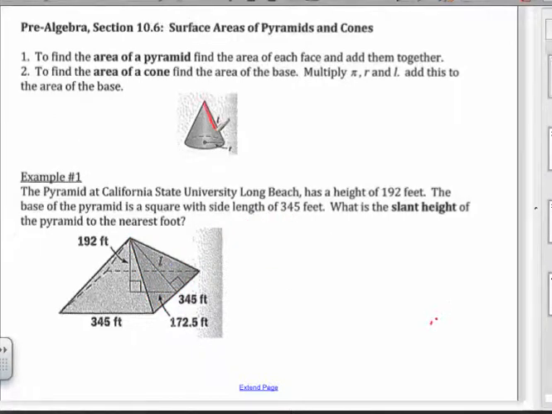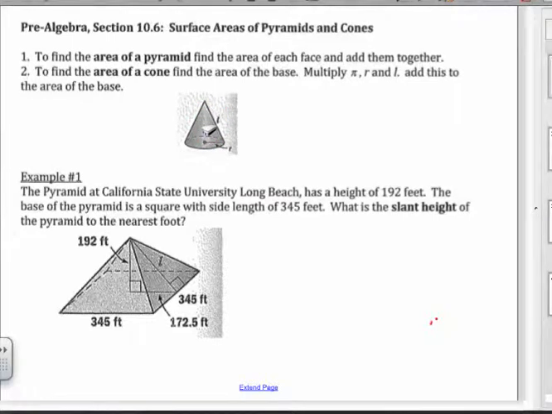Do you see it's the same thing with this cone here? It has a lateral height. It's not the height of the cone, but it's the height of one of the sides. The distance from the base of the cone up to the tip of the cone. The outer edge of the cone. Alright, so let's talk about cone.